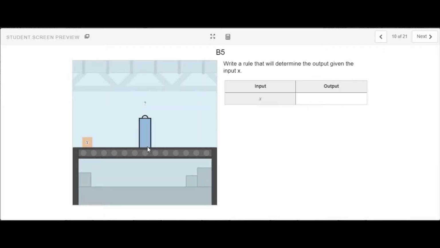So if I put x in, any number inside, whatever goes inside is going to be tripled, and then I'm going to take away 1, 3x minus 1.